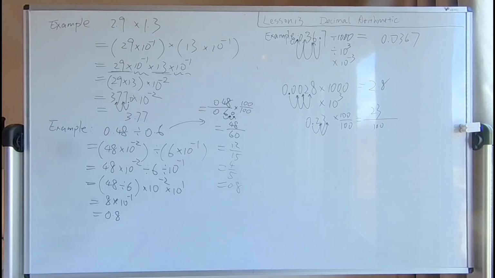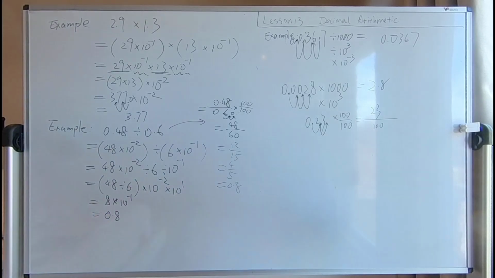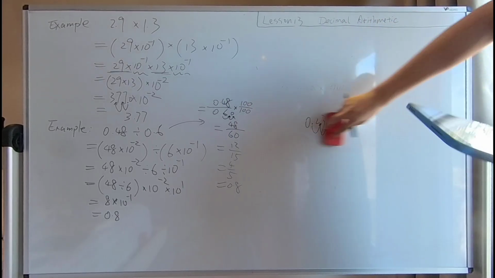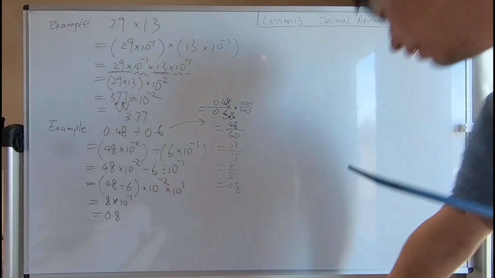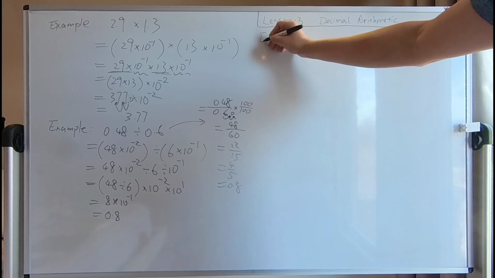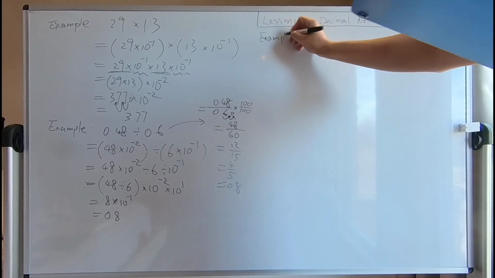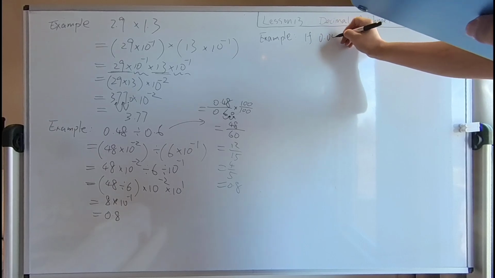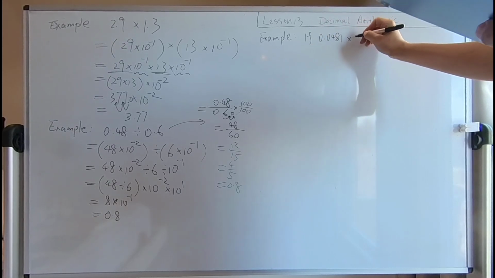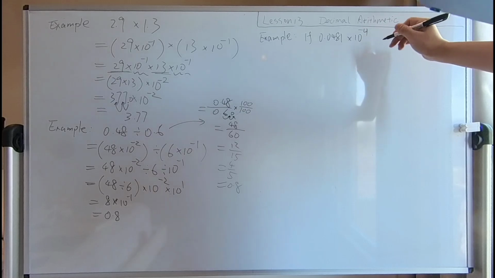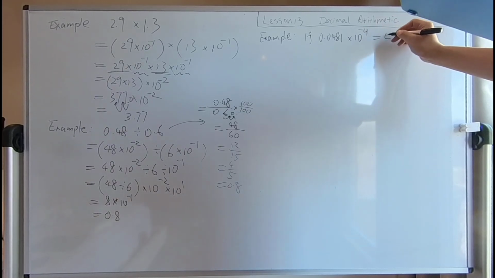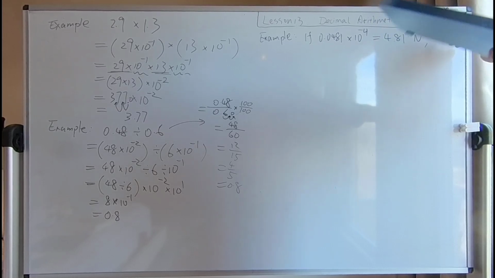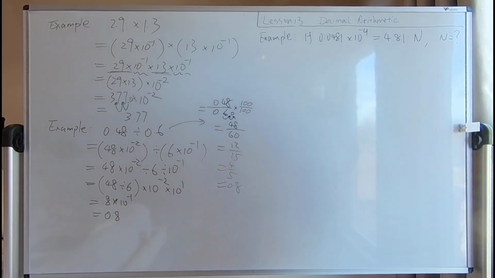Okay, one more example to check the division of decimals. So we could have another kind of question asking that if I have 0.0481 times 10 to the power of minus 4 equals 4.81 times 10 to the power of n, then what is the value of n?